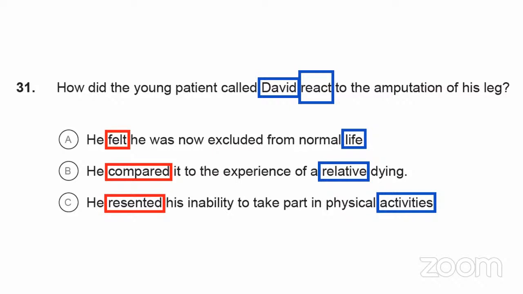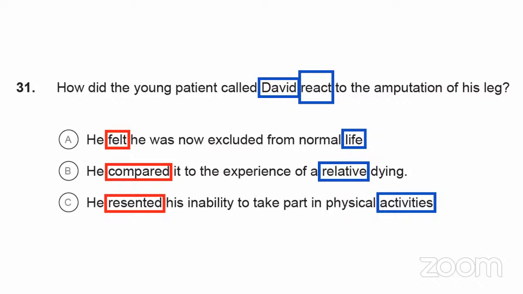I'm joined today by Dr. Helen Sands, who works with patients who've had limbs amputated. Now, amputation is an extremely traumatic experience for patients. Helen, in your experience, how do younger patients tend to react to it?